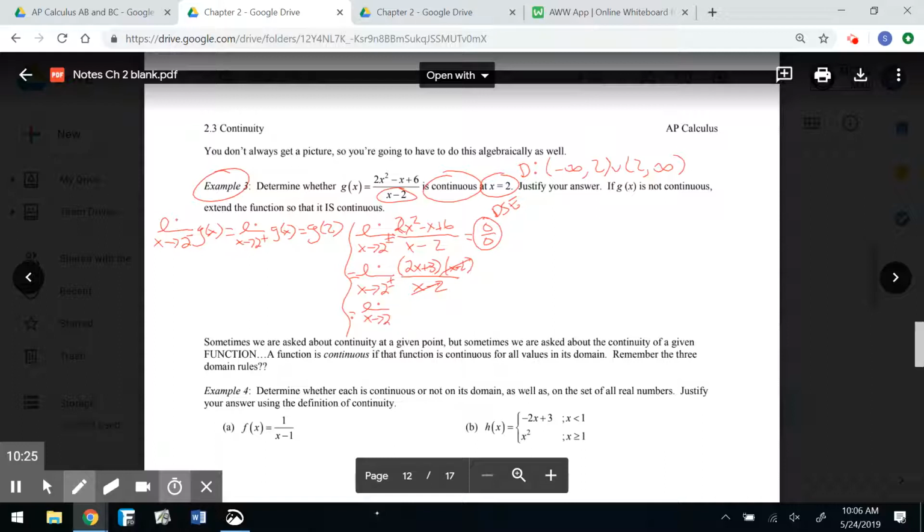And so I'm going to go ahead and write this. Now, why does it not matter from the left or right? Well, because you know why? I don't have a piecewise function. And if I don't have a piecewise function, the left and the right are going to be the same thing.